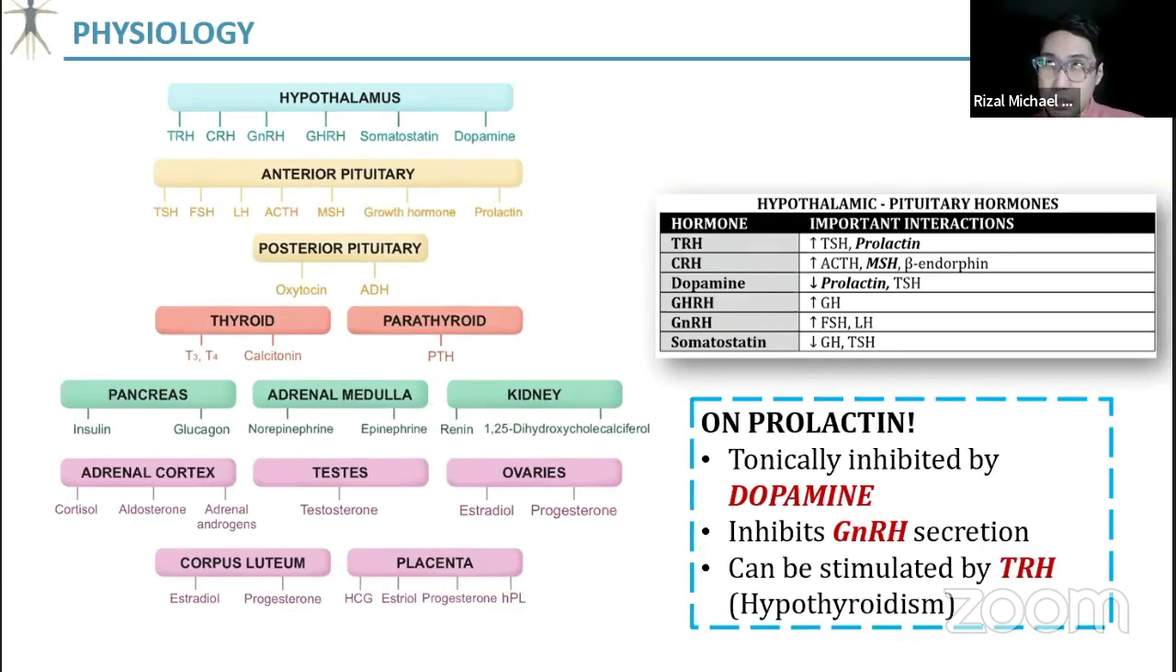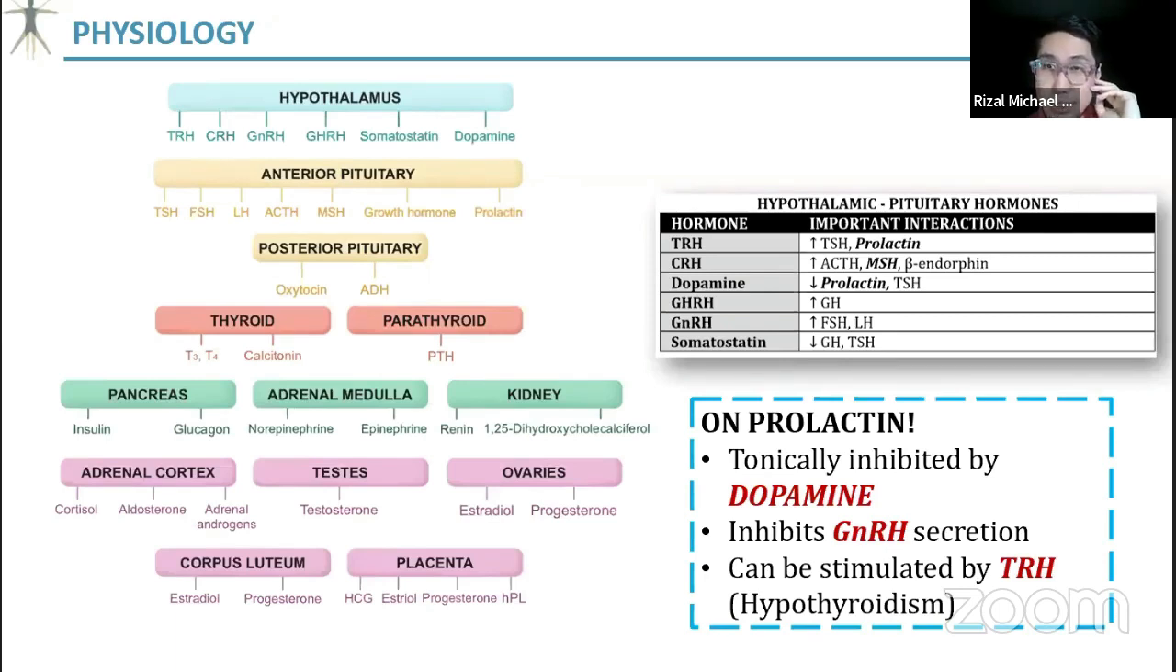Kapag mataas ang prolactin, your GnRH secretion will be decreased. So one important clinical correlate is kapag may primary hypothyroidism, patients with primary hypothyroidism can sometimes manifest with galactorrhea.